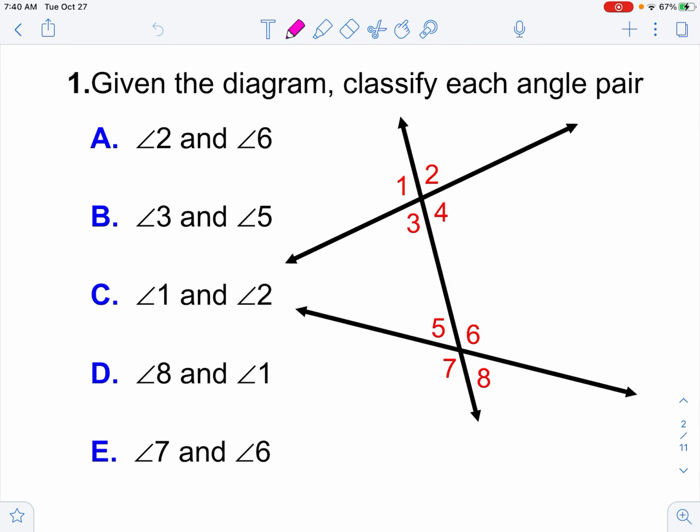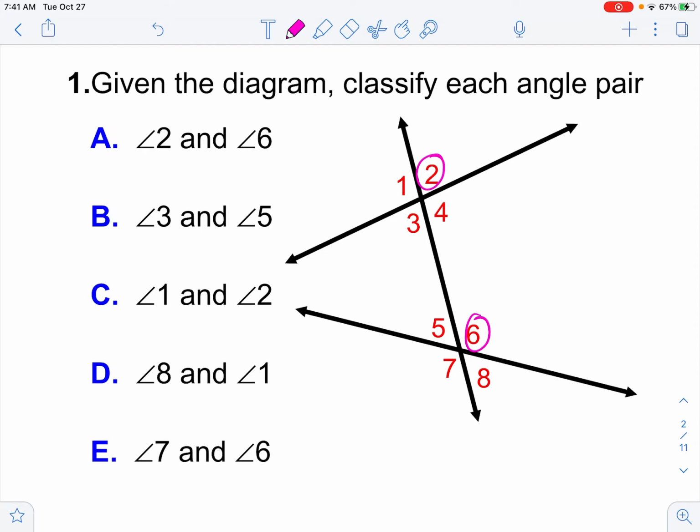All right, but before we do that, let's go ahead and start with the warm-up. You can pause the video and try this yourself. Given the diagram, classify each angle pair. So we want to know if they're alternate interior, alternate exterior, corresponding, or same side interior angles. If they're not any of those, maybe they're a linear pair or vertical angles. All right, so let's see how you did.